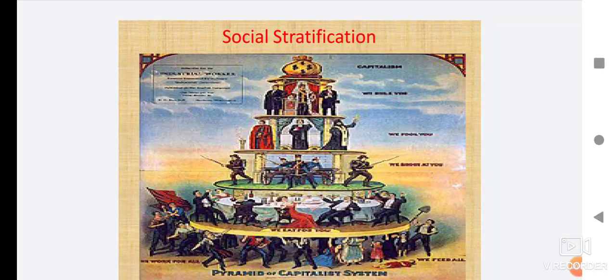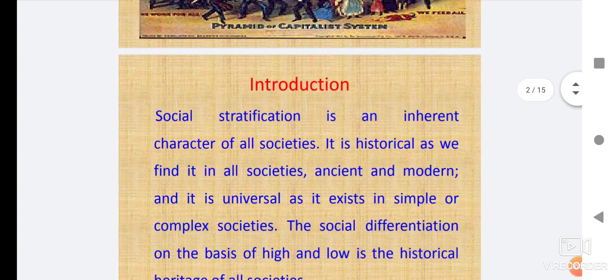Good morning. Social stratification. From the image, we can understand the society is stratified into different strata. The upper strata is occupied by the rulers. Then the lowermost strata is occupied by the poor people. So, how the people are stratified in the society, we can get the concept from this image.